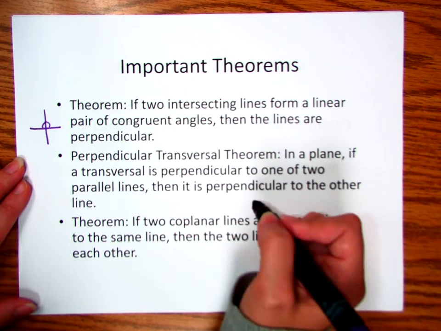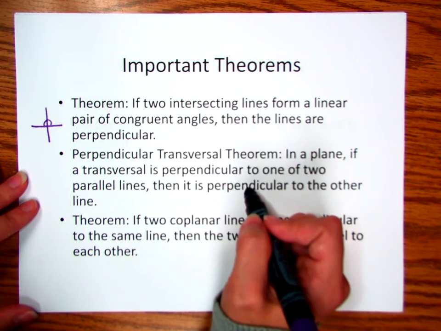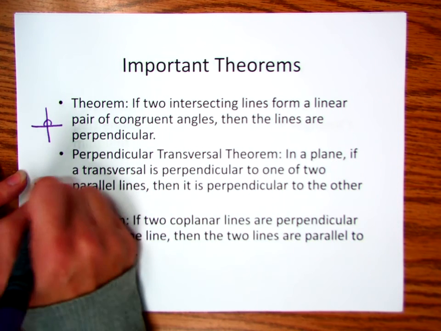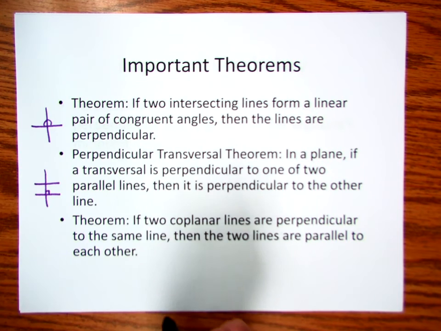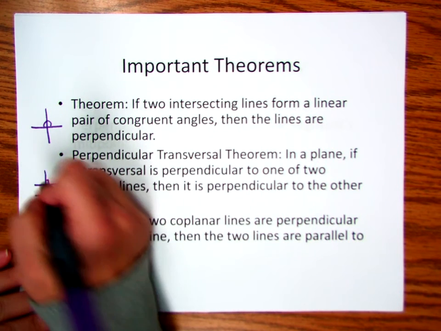We also have, in a plane, if a transversal is perpendicular to one of two parallel lines, so here's parallel lines, here's the transversal, and it's perpendicular to one of the lines, then it is also perpendicular to the other.